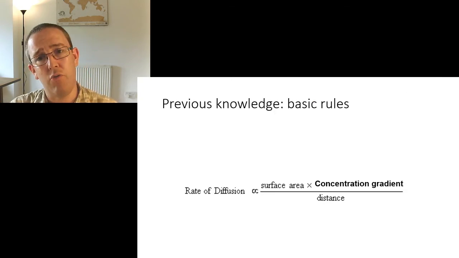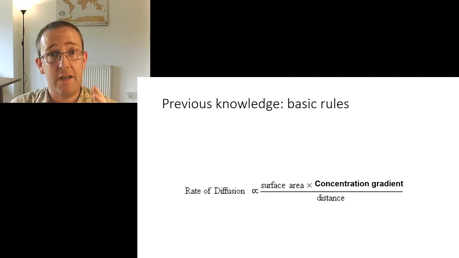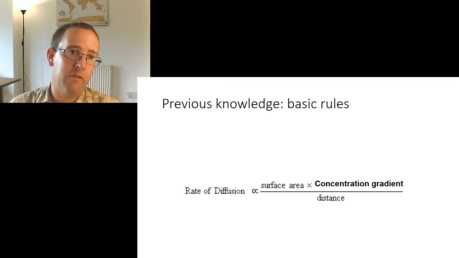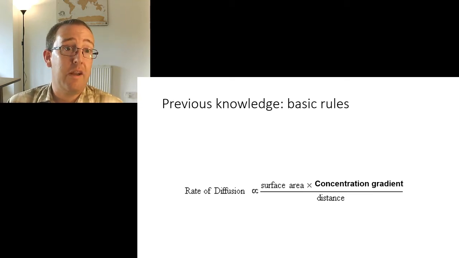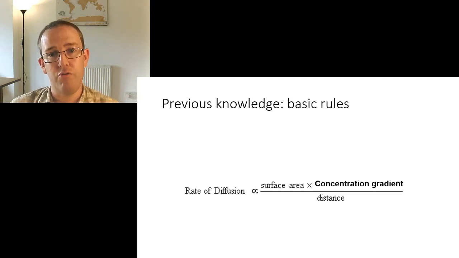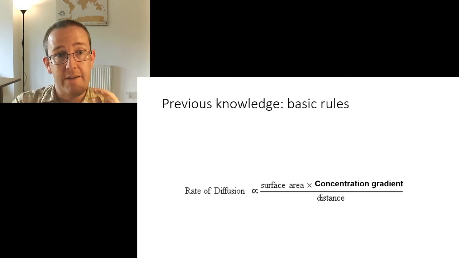This is the basic rules for how exchanges in organisms work. We call this Fick's law. You'll never be asked what is Fick's law, but it's a very useful way to answer questions, and I did an example of one such question in the introduction video. The rate of diffusion, the rate that stuff gets into an organism across a membrane, is proportional to its surface area, the concentration gradient, and inversely proportional to the distance.